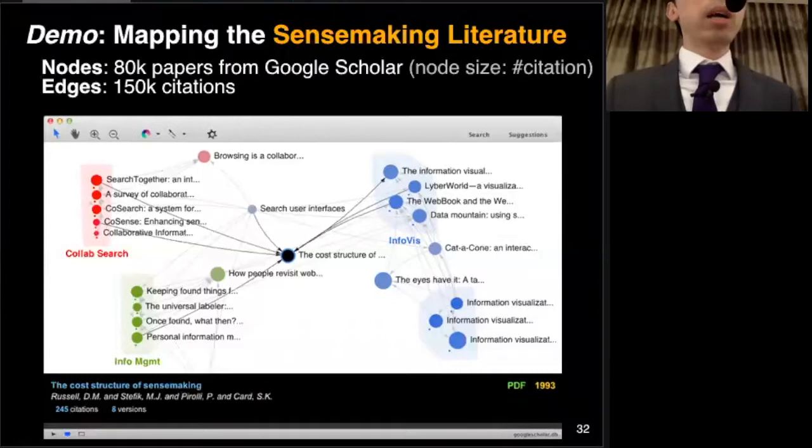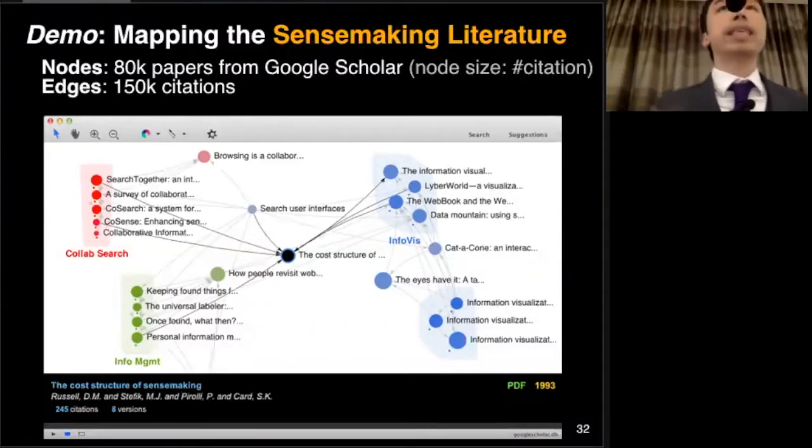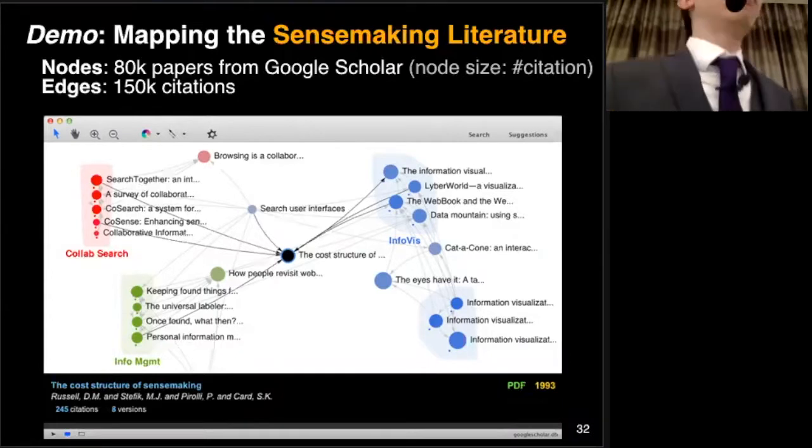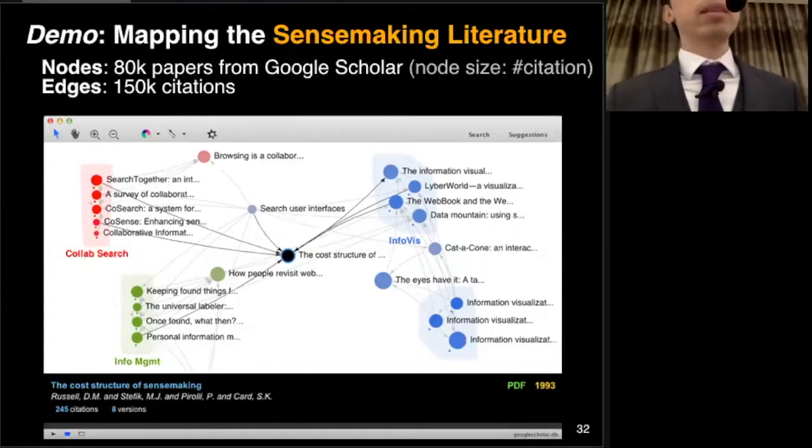We only start with one paper in the middle, here in black. It's called The Cost Structure of Sensemaking. It's a seminal paper that studies how people make sense of information: what's the cost structure, what are the models, and so on. We will start from just that, and then find out what the related research areas are, such as information visualization, search, collaborative search, or information management.